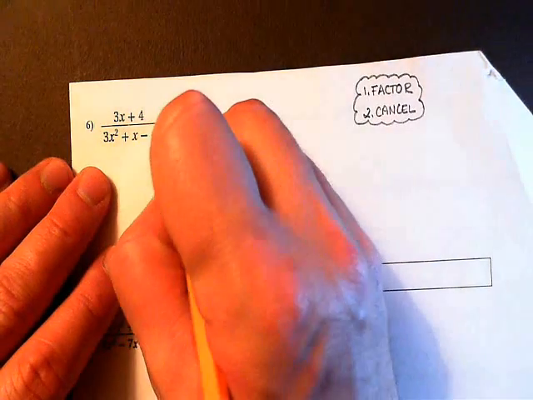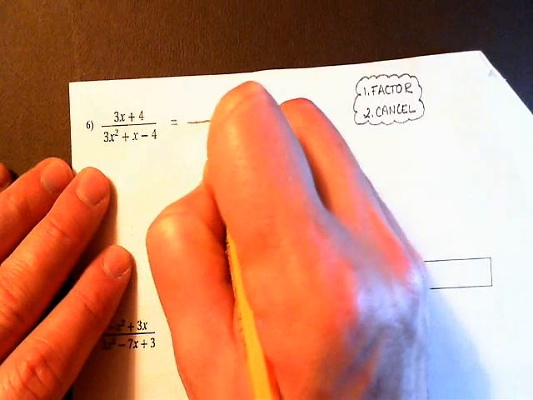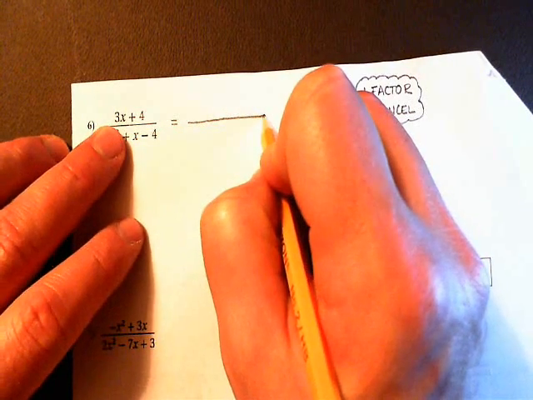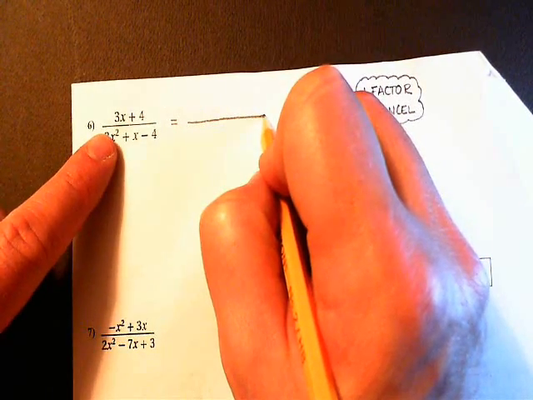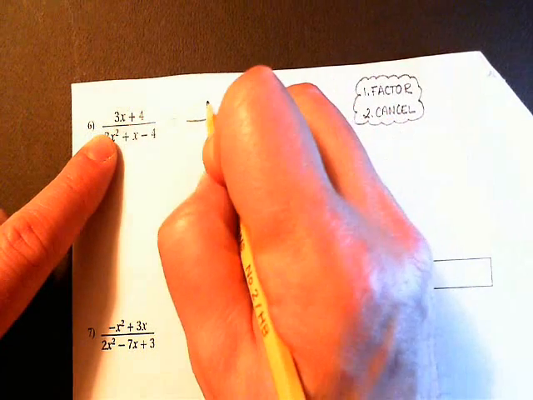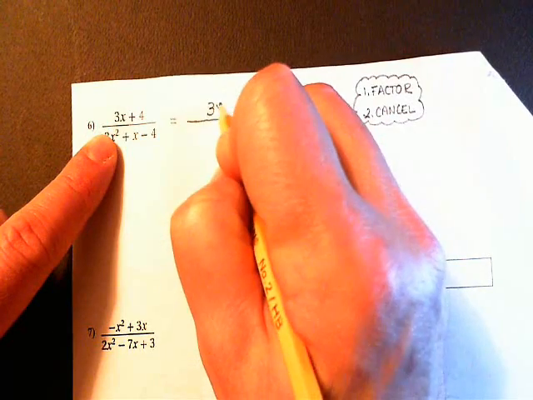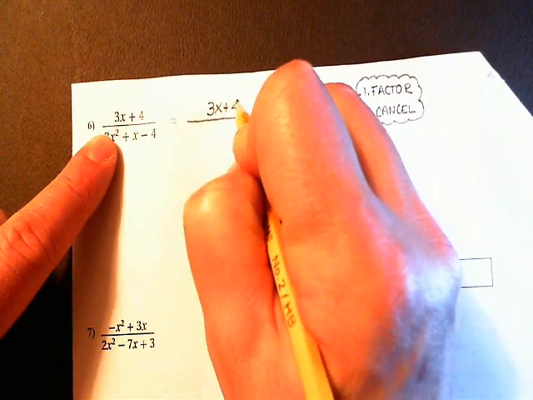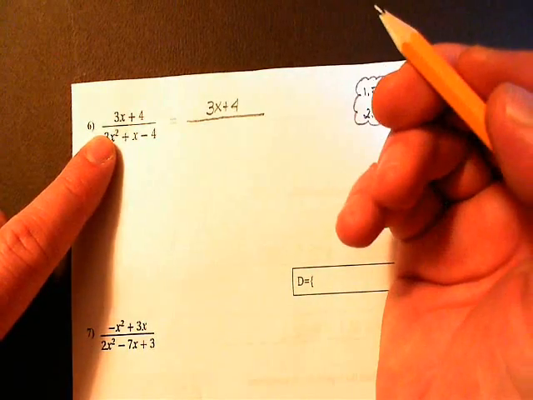So as I approach this problem, I look at the very top of the fraction, 3x plus 4, and I ask myself, can I factor that? Is there a number that goes into 3 and 4? And the answer is no. So that's okay. We just copy 3x plus 4.